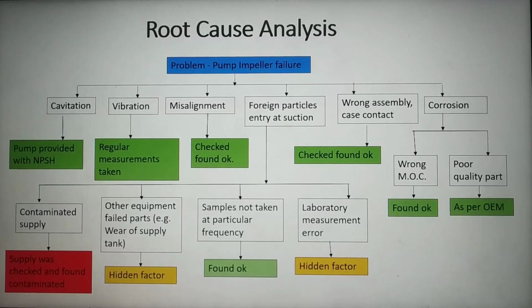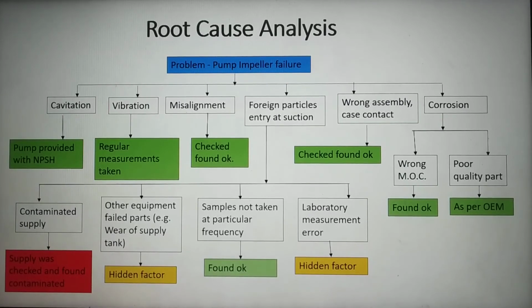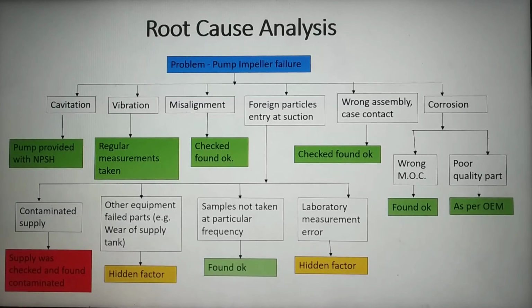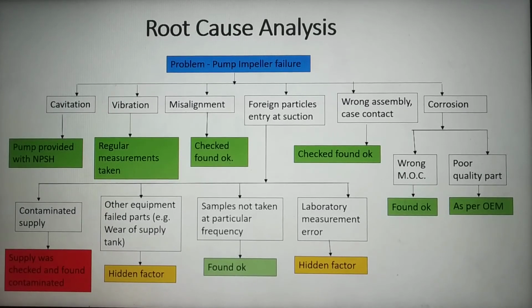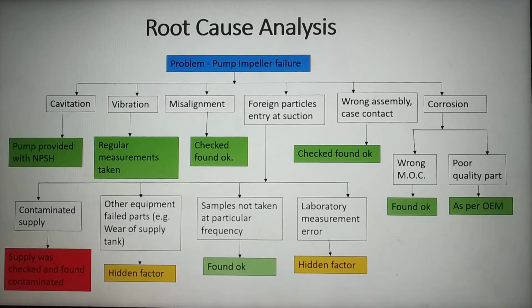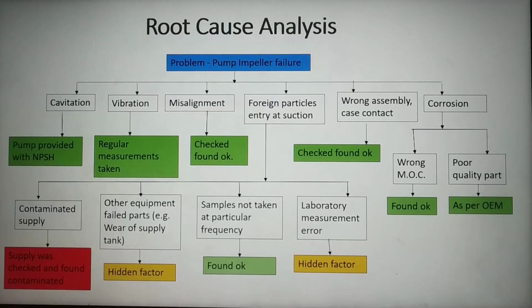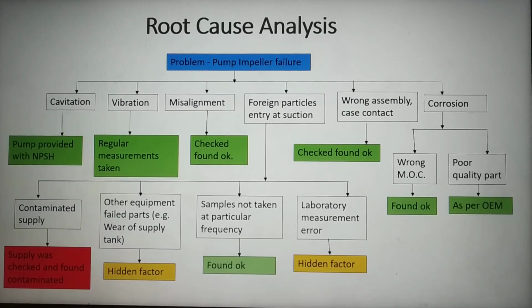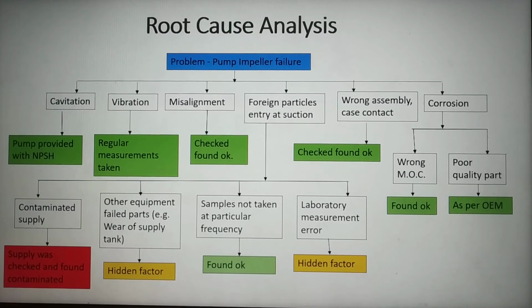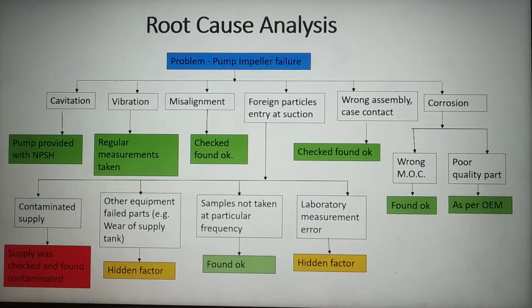So first, what we are going to do with this red is correct this cause. The purpose of this root cause analysis is to correct this cause so that it is not going to happen again. So we are going to correct this contaminated supply and provide a good quality supply. And if the pump impeller fails again, we are going to provide controls for these hidden factors, which are marked with this orange in this slide.